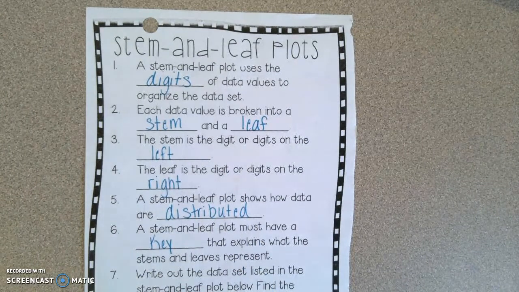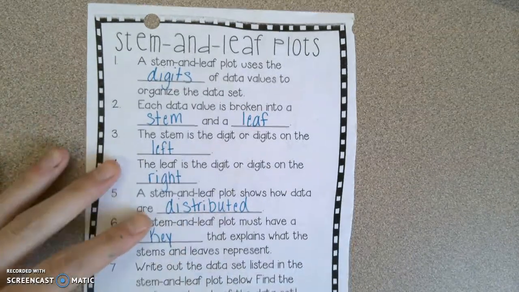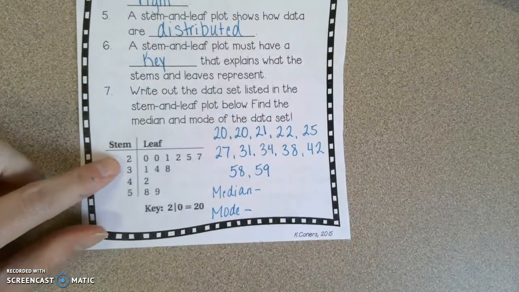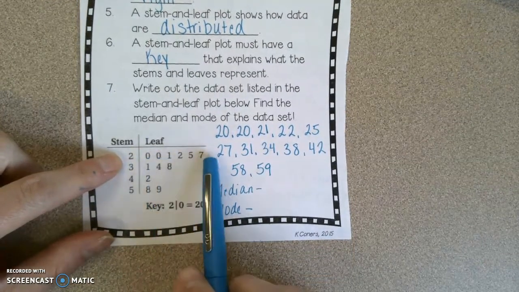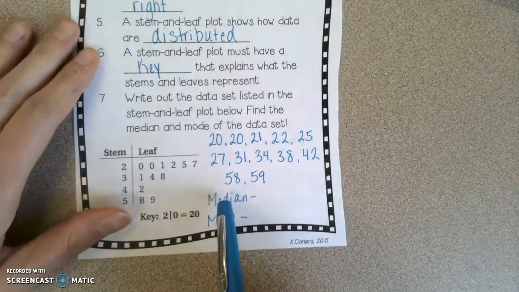What a stem and leaf plot is used for is that it shows us how the data is distributed, or in other words, how it's spread out. If you look at the example on the bottom, you can see most of your digits are next to the 2, which means that they fall in the 20s.